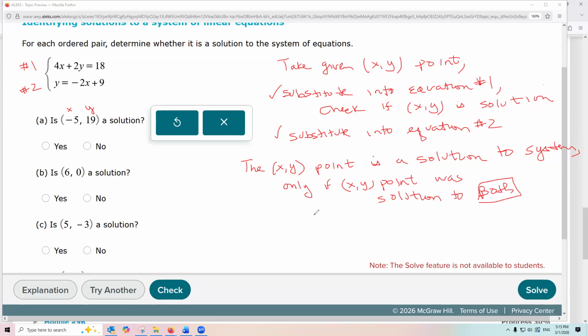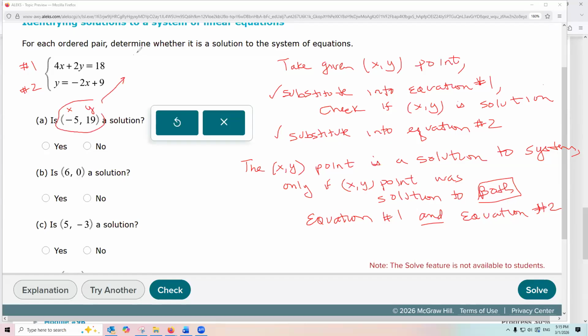It's got to be both equation 1 and 2. It's not enough for the XY point to be a solution to just equation 1. No, that's not good enough. It's got to be a solution to both equations. All right, let's do it. Let's check this solution here.